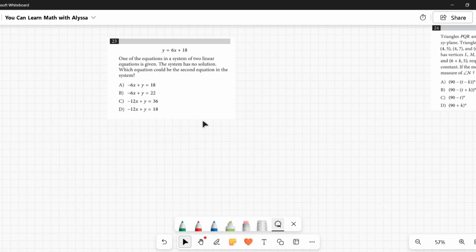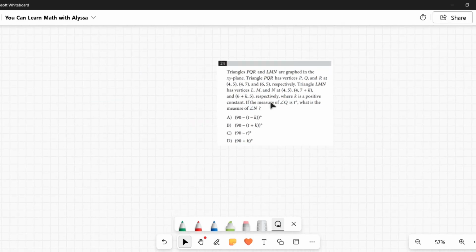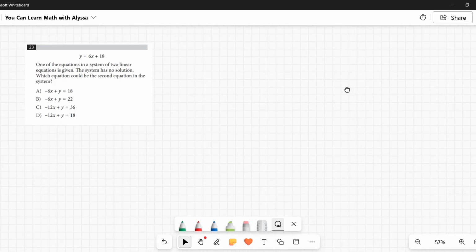Okay, I'm going to scoot these over a little bit so that I have a little more room again. Number 23. y equals 6x plus 18. One of the equations in a system of two linear equations is given. The system has no solution. Which equation could be the second equation in the system? All right, so two things they are testing here. They are testing your knowledge of how linear equations relate to each other, and then if you can identify the slope in these provided answers.